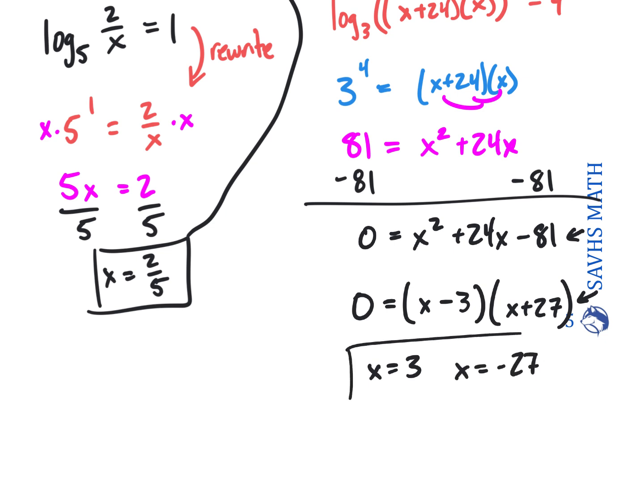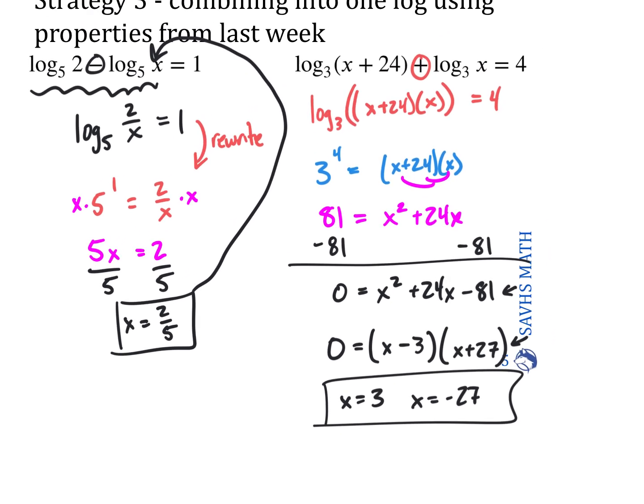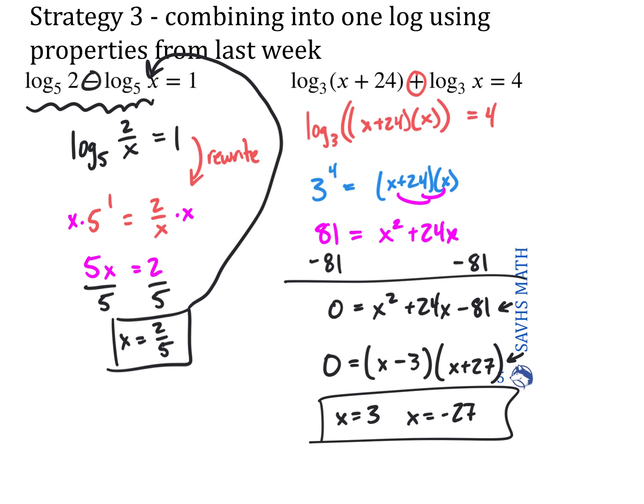Again, I need to go back and check those because you remember when we talked about the domain of log functions, there's going to be a little bit of an issue here. This negative 27, if we put that in at the beginning for x, you're going to see that now I'm taking the log of a negative number and that doesn't work. This is an extraneous solution, and so 3 is the only solution here.